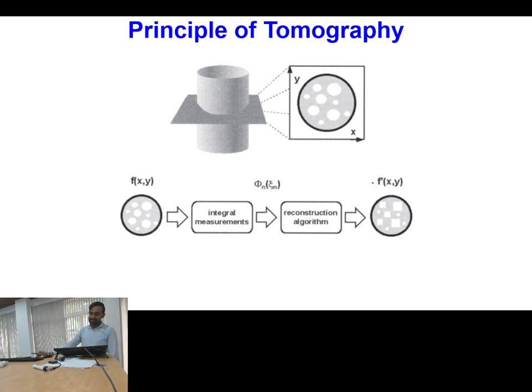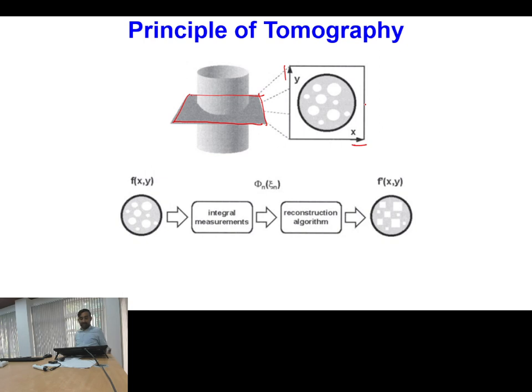So this is the principle of tomography. Here you can see this is the cross section, this is some pipe, and this is my cross section. I will be targeting a particular cross section of the pipe. If I simply look at this cross section, I will have an x coordinate, a y coordinate, and this is my distribution of phases present in the system.